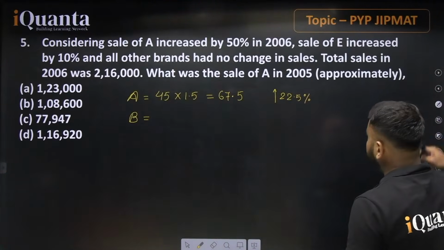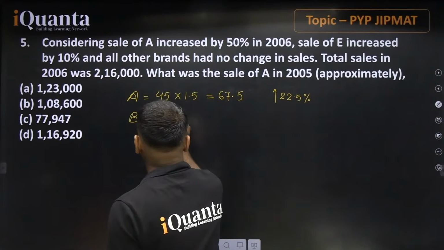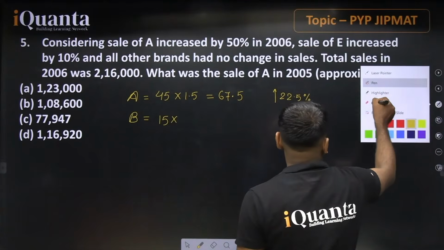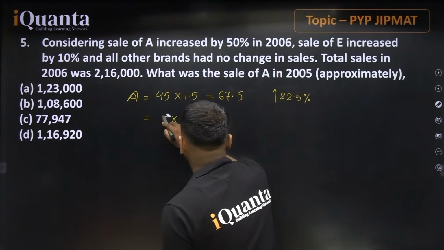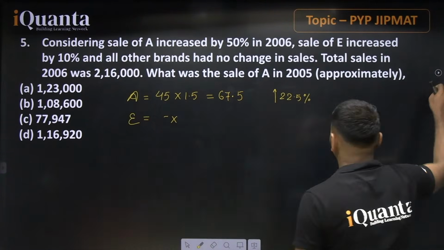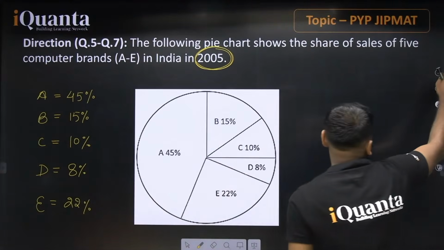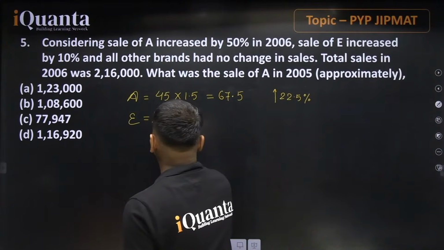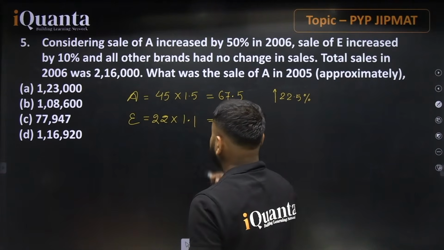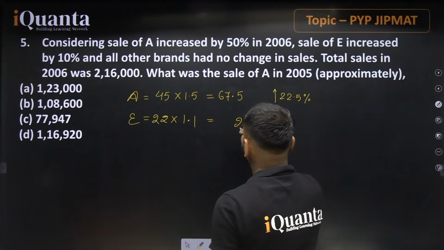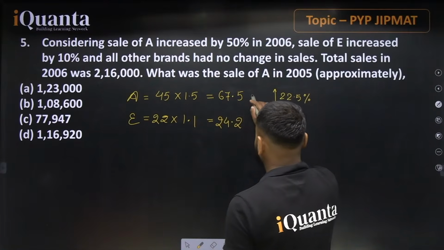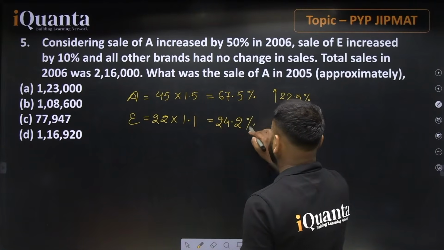Similarly, if talking about B, the value of B is 15%. The statement says that the value of E increases, so we will just jump on to E and see what the value will be. The value of E is 22%. We should increase this 22% by 10%, so you just have to multiply it by 1.1. 11 twos are 22 and 2 remains, 11 twos are 22 and 2 fours are 24.2%. So this is the final percentage of A and E.